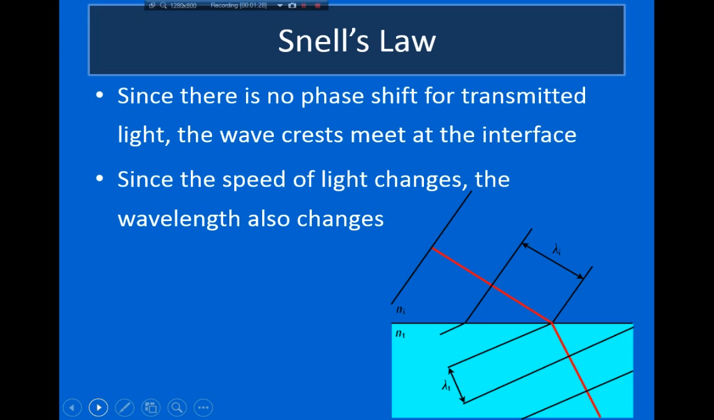Another thing that we observed was that when light moves into another material, there is no phase shift. So you can sometimes get these phase shifts when light reflects off of the surface of an object, but you never get a phase shift when light is transmitted into an object.